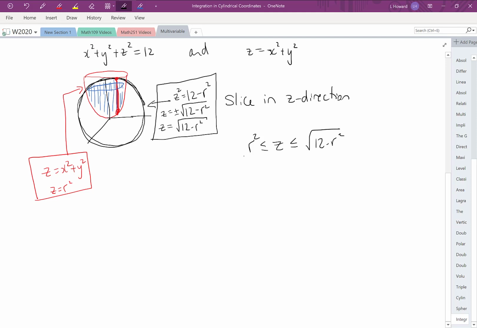Okay, so now that we understand what's going on with z, we need to project onto the xy plane, and that's where we'll figure out our values of r and theta.